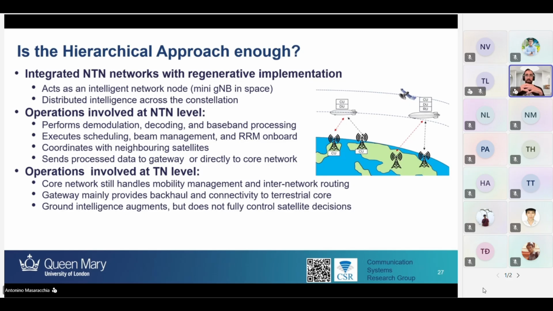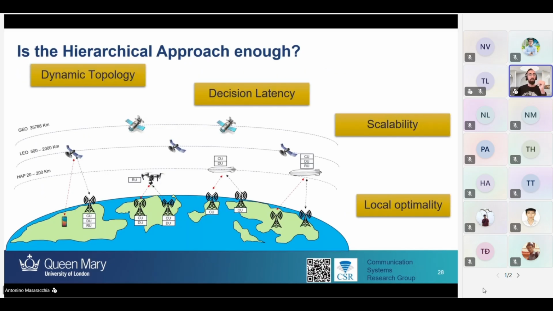So imagine that we want to build a digital twin that can be used to represent both terrestrial and non-terrestrial network, and we want to develop policies on this type of architecture. Is the hierarchical approach the best? In this case, we're going to have to deal with dynamic topology, which is something that has not been dealt with in the terrestrial network. We also have to deal with decision latency, scalability, and local optimality of the solution. Which means that the solution that has been developed for one satellite configuration might not be the optimal representation of the digital twin for another type of network configuration.